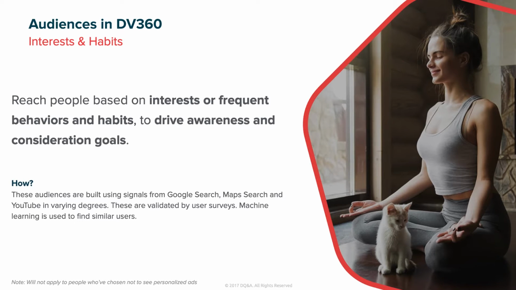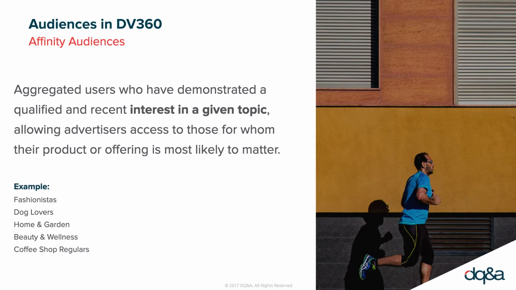So let's have a look at some of the interest and habits audiences. Firstly, affinity audiences are built using interest signals. With affinity targeting, you're able to target users who are most likely to engage with your brand by targeting people who exhibit a specific passion. For example, fashionistas, dog lovers, home and garden, beauty and wellness, or coffee shop regulars.